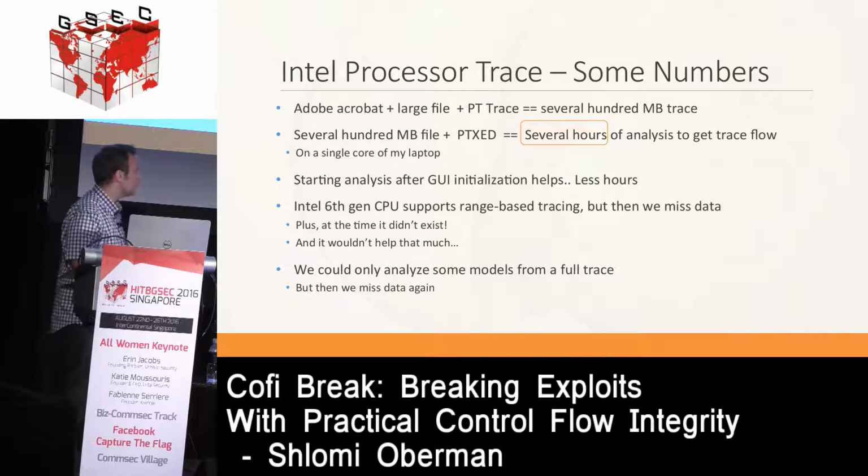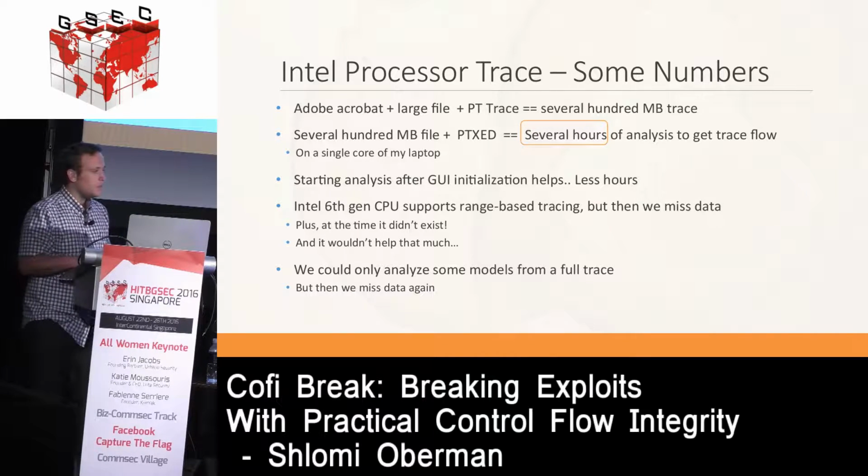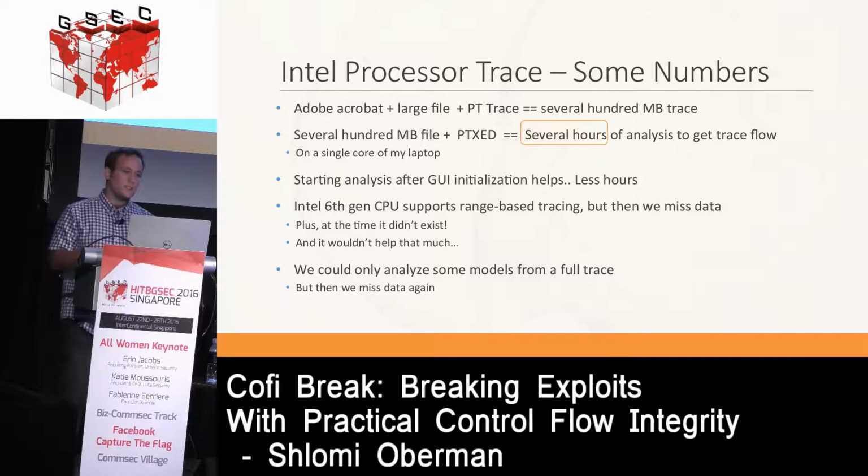Now, it is worth saying that Intel 6th gen CPUs support range-based tracing, so you can have a blacklist or a whitelist on the trace itself. This perhaps would save us time. A, it didn't exist at the time, and B, it would undermine the requirement of full visibility into the program. So if we only trace part of the program, somebody could perform ROP on untraced modules.